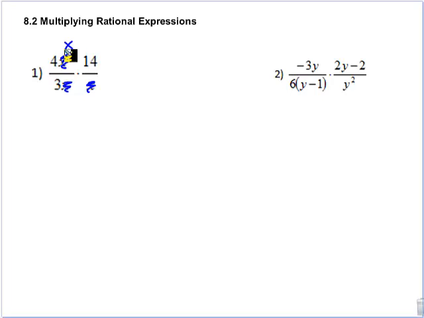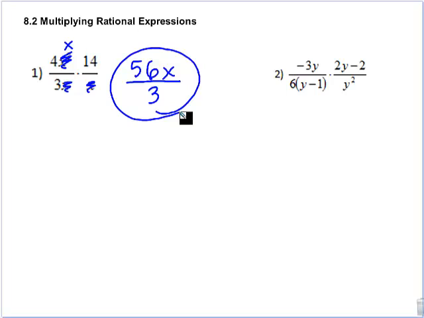So now we just multiply straight across. So we have 4 times 14, which is 56x, and then all over 3. We're not multiplying 3 by anything, so it's just all over 3. And there's our simplified answer. Okay, let's look at the next one.